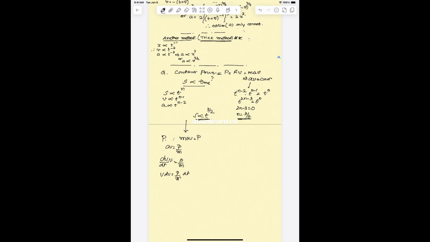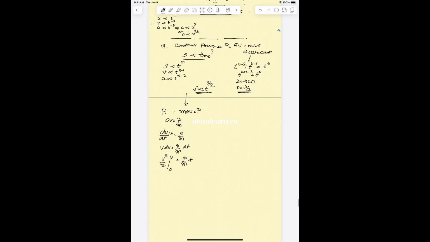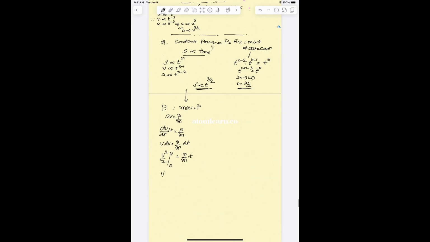Then integrate, you get v squared by 2. From initial, I said it's now starting from 0, therefore this is v. This must be equal to P by m into time. That means v squared equals 2P by m times time, so v equals root of 2P by m times root t.